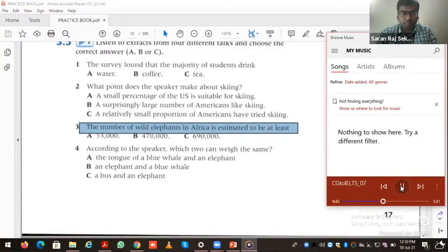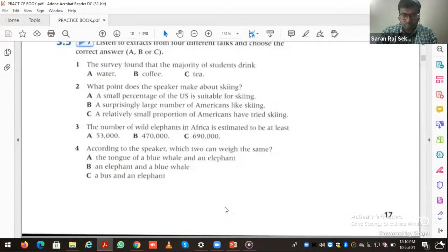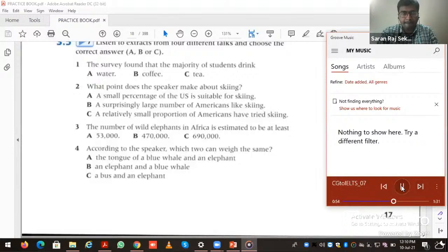It's estimated that India is home to between 38,000 and 53,000 wild elephants, while Africa has between 470,000 and 690,000. Exact figures are difficult to determine.